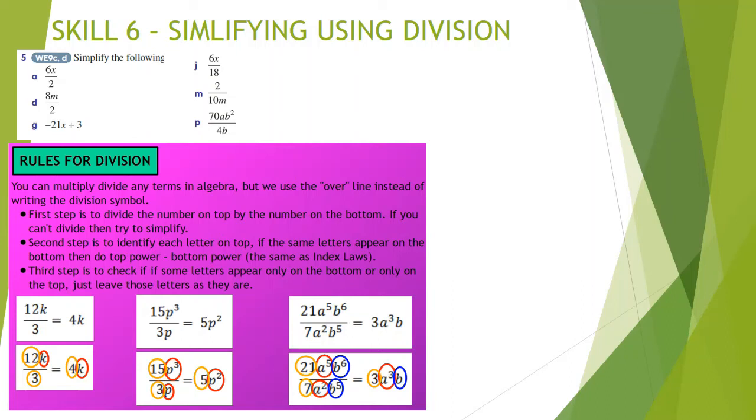Skill 6, simplifying using division. This is very similar to multiplication in Skill 5, where we do the numbers first and then we do the letters. Although when we're doing division, it's the opposite to multiplication.